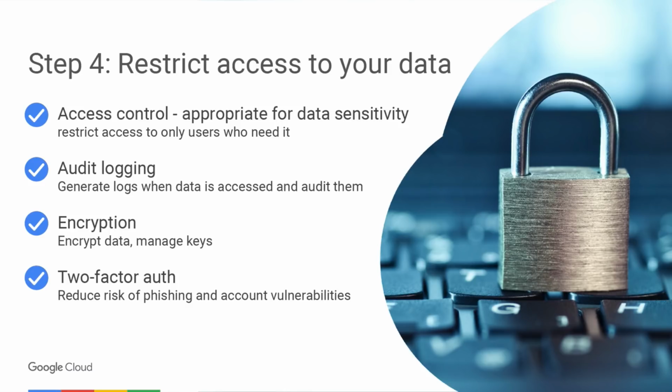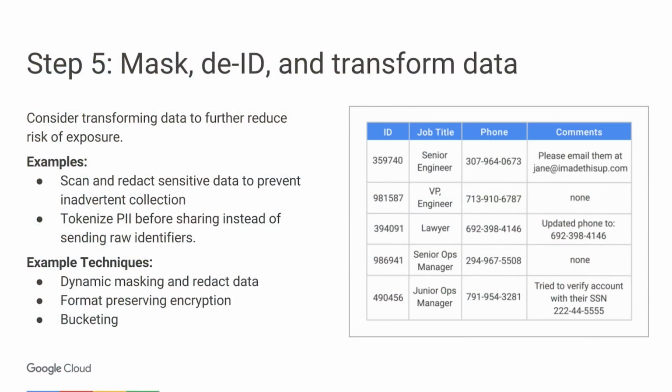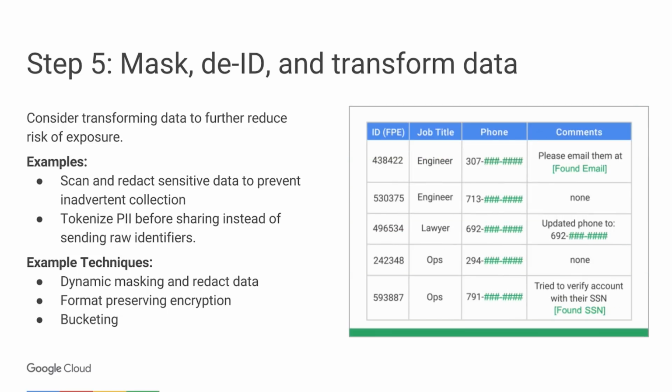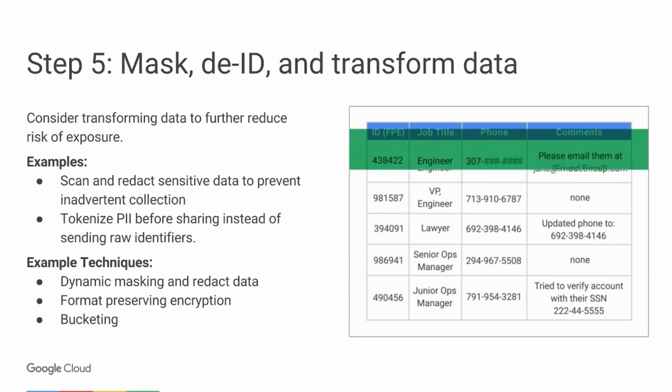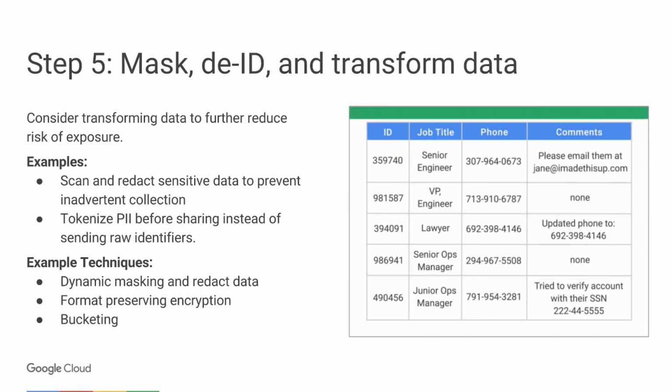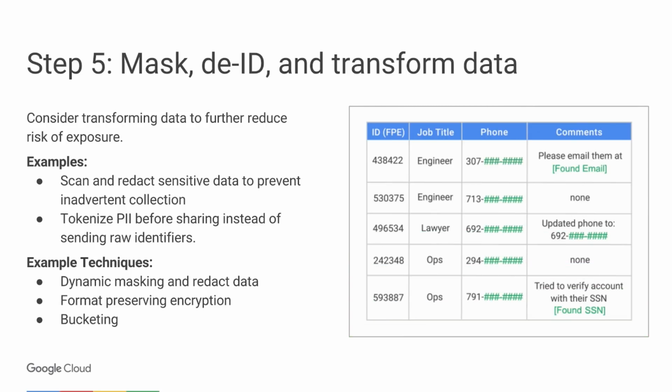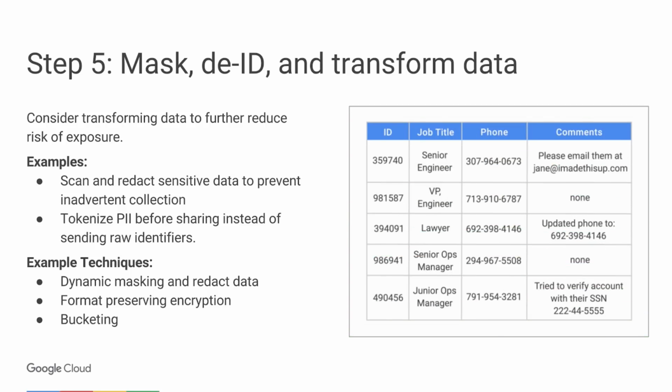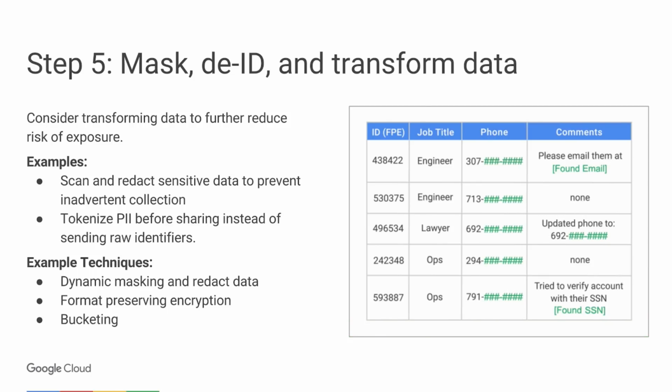Another form of protection is to turn on things like two-factor auth or multi-factor auth. And really this is to help reduce the risk of phishing and other account vulnerabilities to make sure that the person who is accessing the data is actually the person that you expect. And step 5 is really when you look at your data, are there further ways you can reduce the risk by using techniques like masking, de-identification, or other forms of transforming the data? So consider these to further reduce the risk.